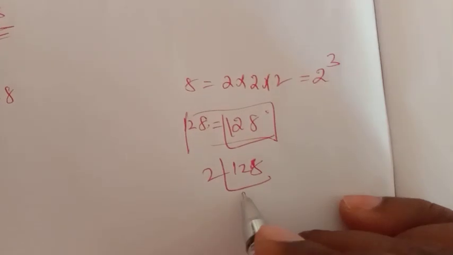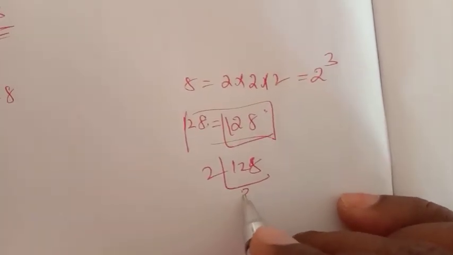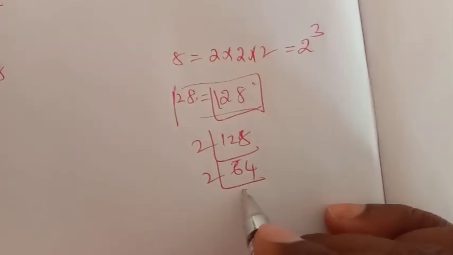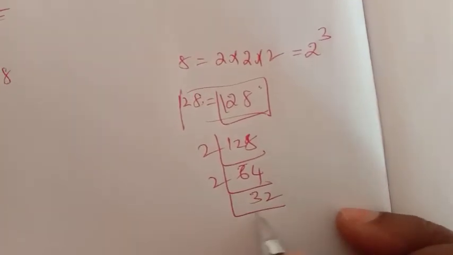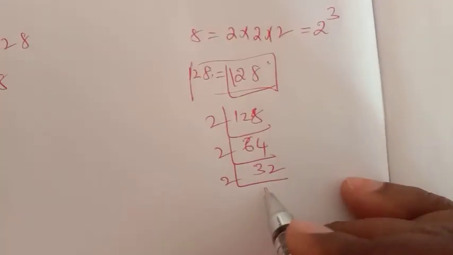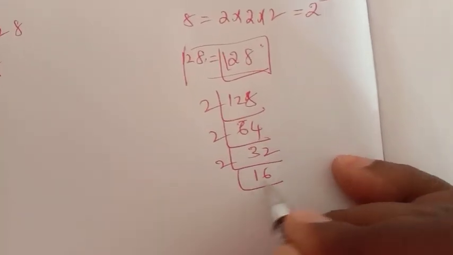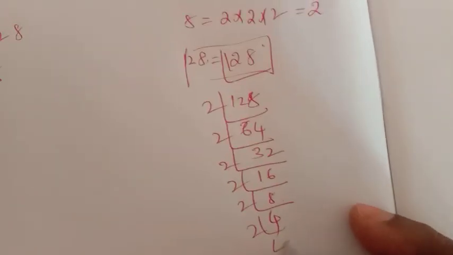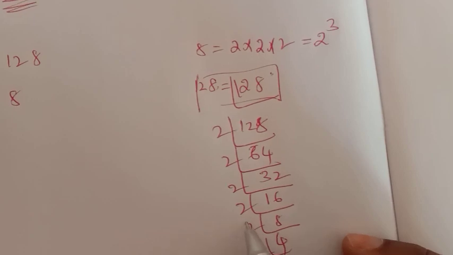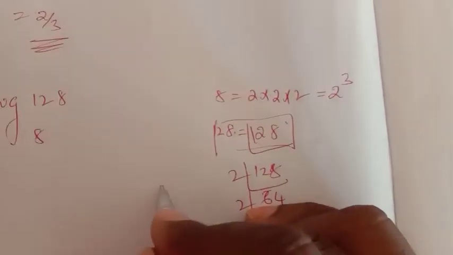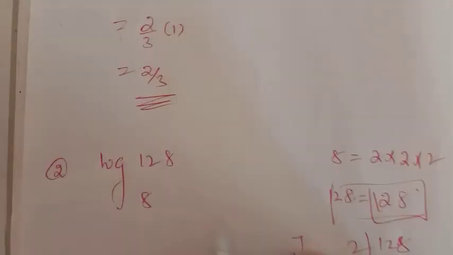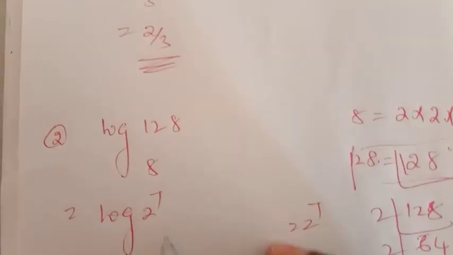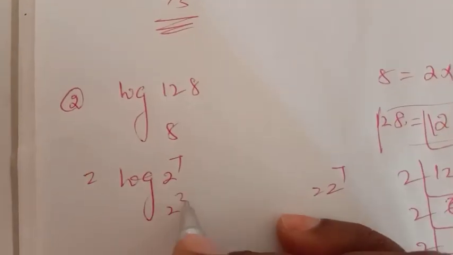128 by 2: 2 ones are 2, 2 threes are 6, 2 sixes are 12, and so on down to 2 ones are 2, count 1 2 3 4 5 6 7, that equals 2 power 7. Here 128 can be written as 2 power 7, 8 can be written as 2 cube.